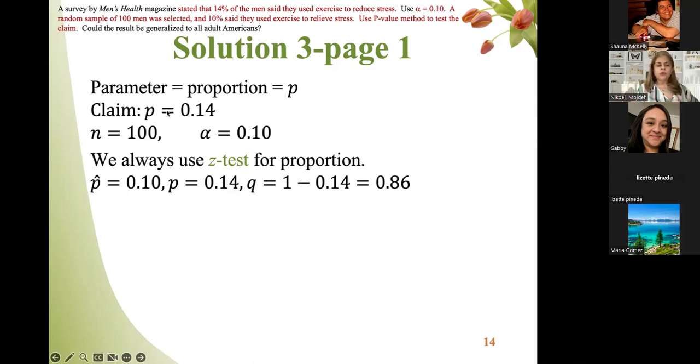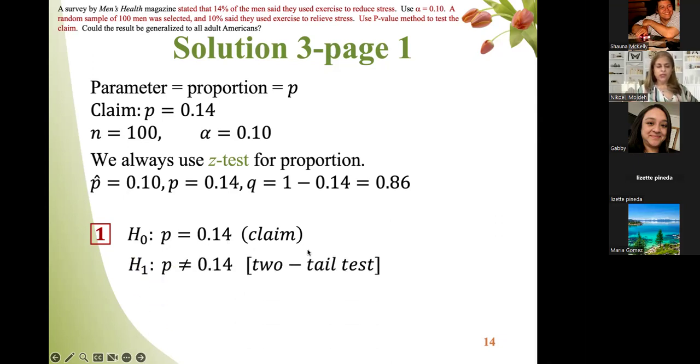Okay, so where do I put my claim? The null hypothesis. So H0, don't forget to put your parameter: P equal to 0.14, claim. Alternative: P not equal to 0.14. And we are looking at a two-tailed test.